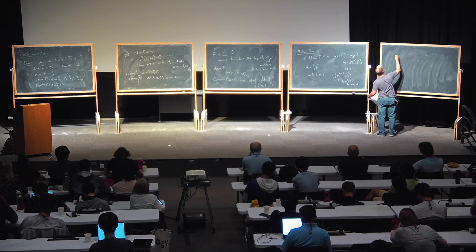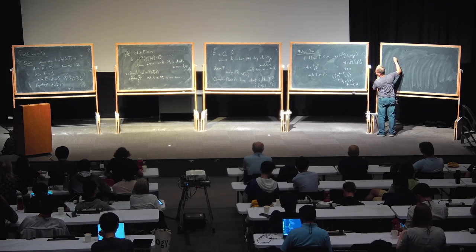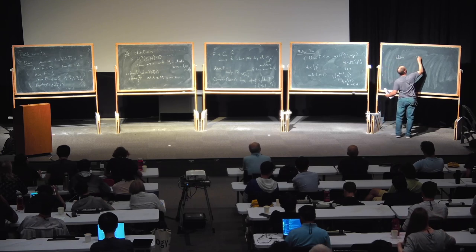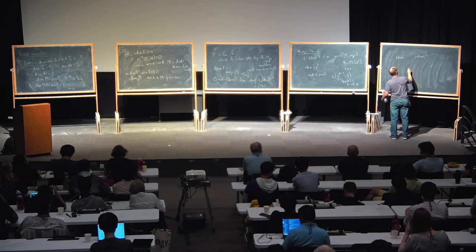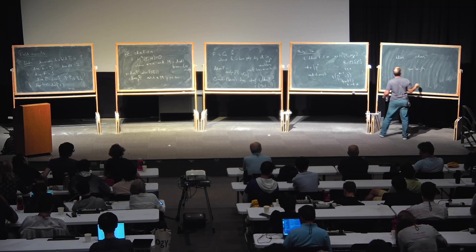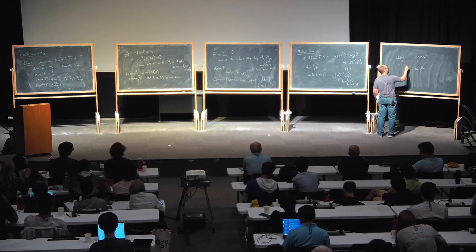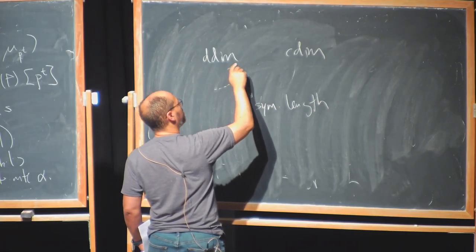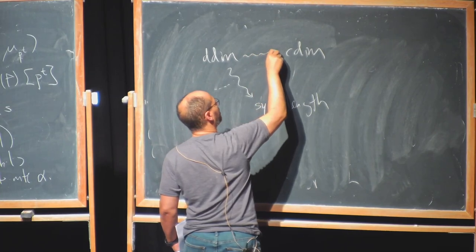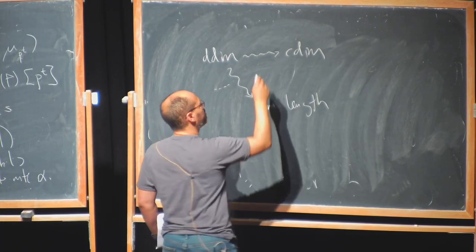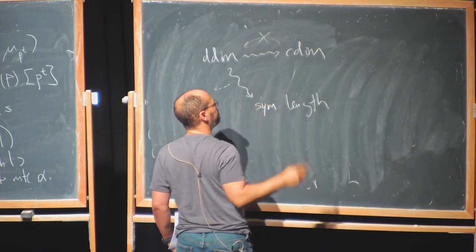So let me make a little diagram here. There's Diophantine dimension, there's cohomological dimension, there's symbol length. And so Diophantine dimension gives a bound on symbol length. Diophantine dimension gives some sort of bound on cohomological dimension, although it's not the bound that we want. It's something. You can't go backwards.